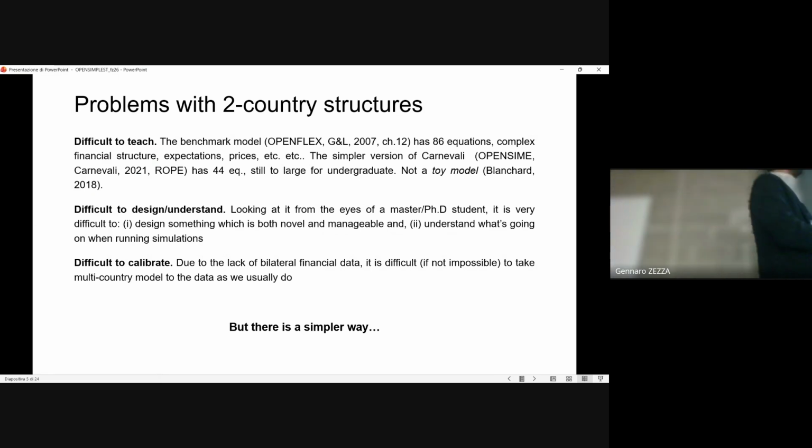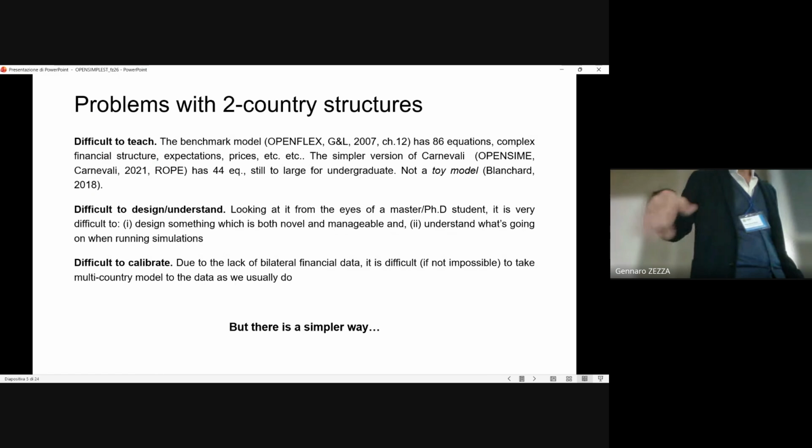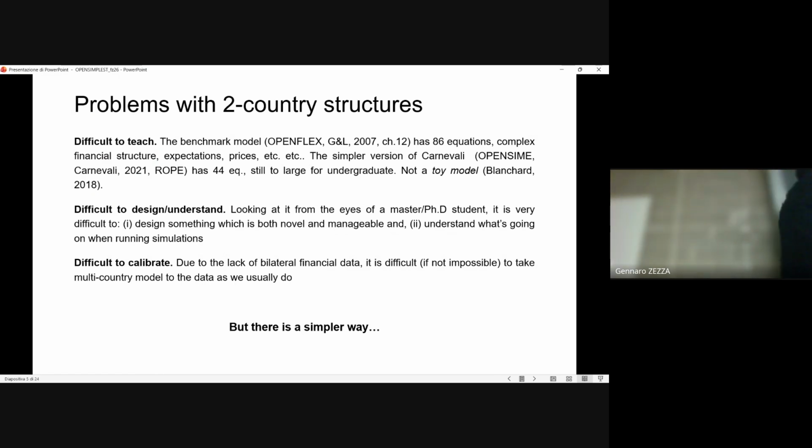The second problem with this kind of literature, which comes with 2 or 3 or 4 country models, is that, especially if you're a master or PhD student, it becomes very difficult to design or implement something which is novel. Imagine you're starting your PhD, you want to study open economy issues, and you find that the frontier of the literature is already hundreds of models with hundreds of equations, maybe 2 or 3 or 4 or 5 countries. And so you have a very high entry barrier, so you get scared and maybe you will go to some other topic.